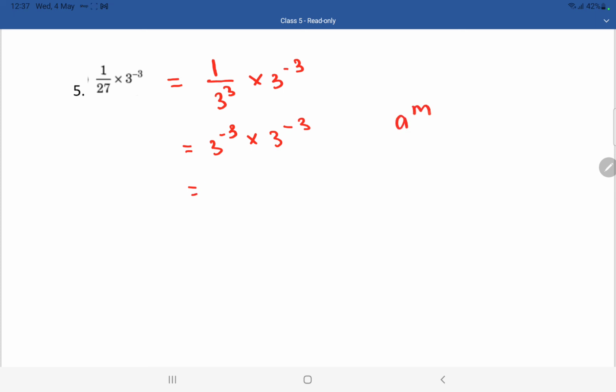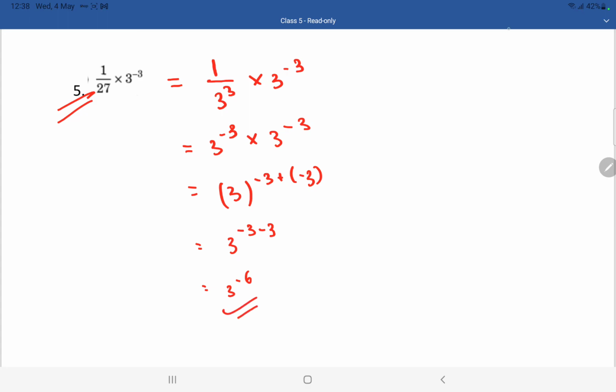Remember when I told you the powers are same and the... 1 minute children. Here what you need to do is 3 power minus 3 plus of minus 3, which means 3 power minus 3 minus 3. 3 power minus 3 minus 3 will become minus 6. So the answer for this fifth question is 3 power minus 6.